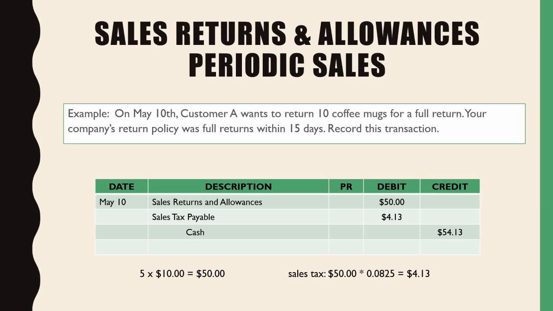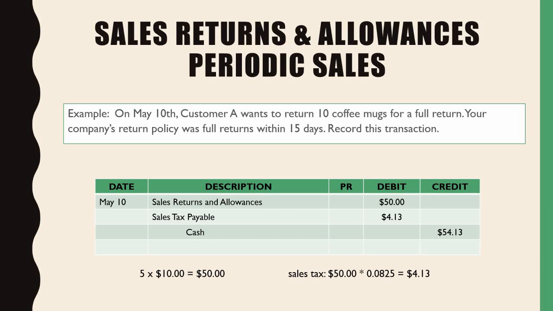This will tell you exactly how much money you are going to give back in tax, by just simply taking the amount that you're refunding, which is $50, multiplied by the 8.25%, and you get $4.13. Okay, so that means in grand total, you're going to be giving back the customer $54.13.